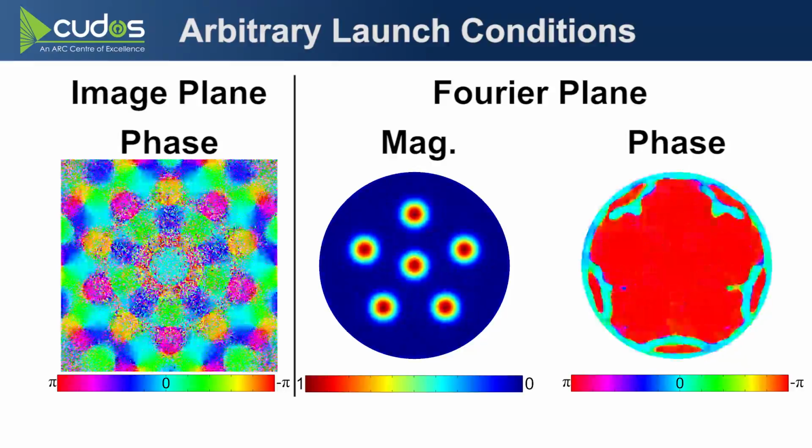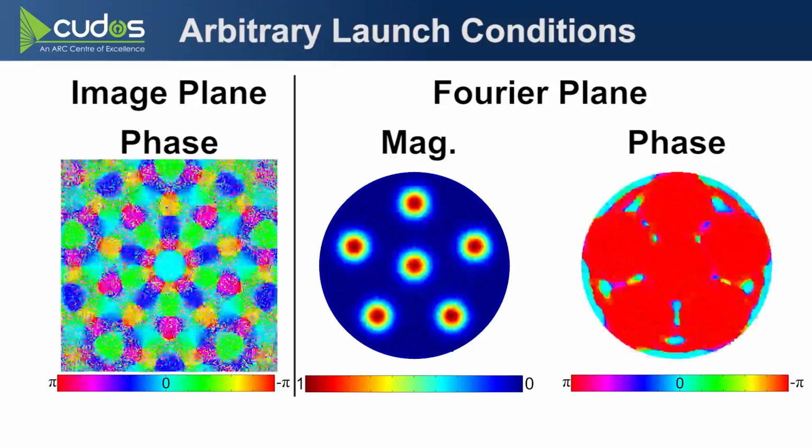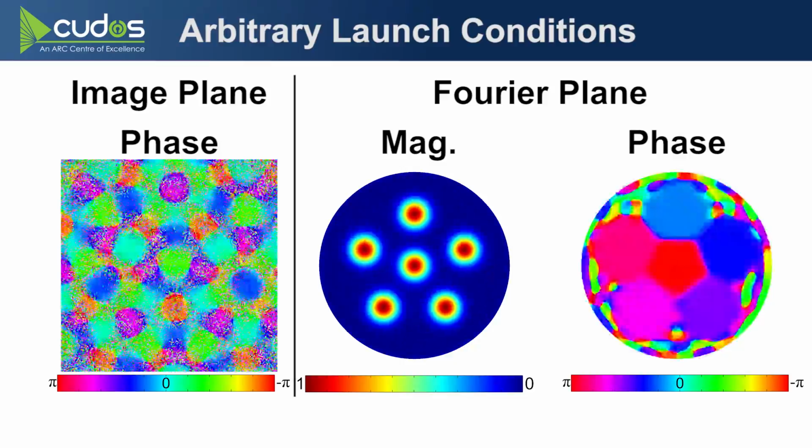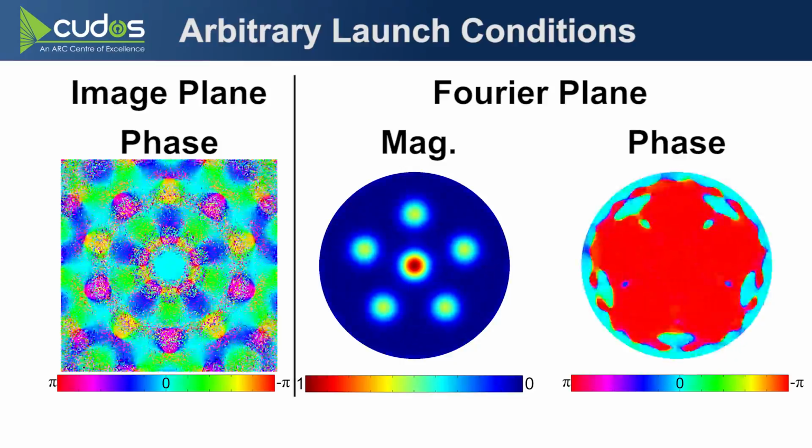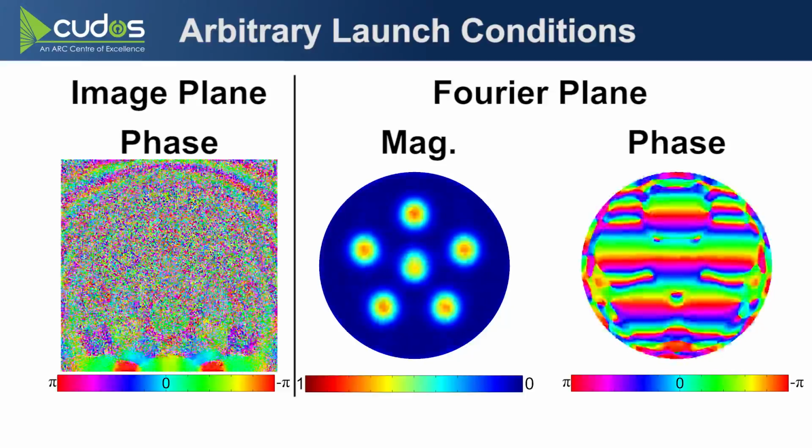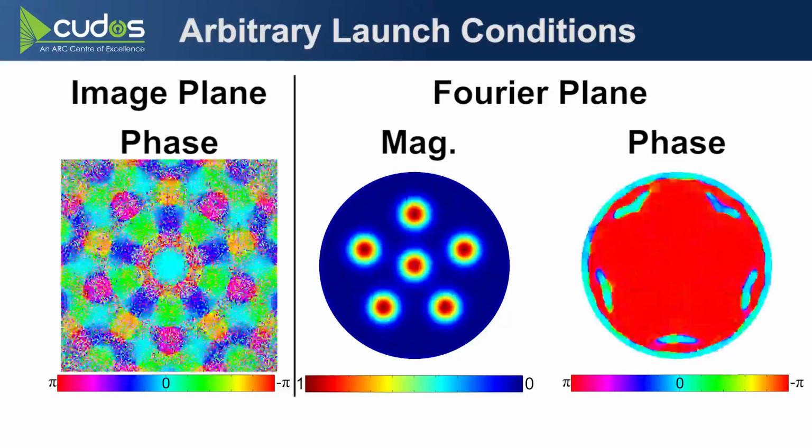So here it is adjusting the mode field diameter of the spots, adjusting their spacing, rotating the pattern, adjusting the relative amplitude and phase of the spots. So you can adjust the phase tilt across the whole 5-spot pattern as if you're coming in at an angle.